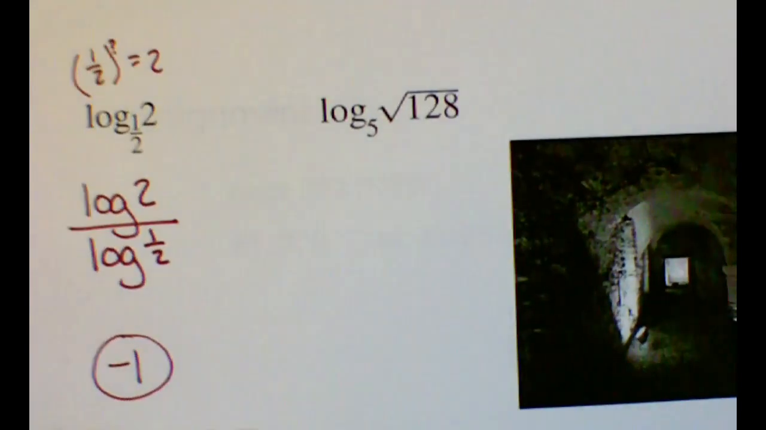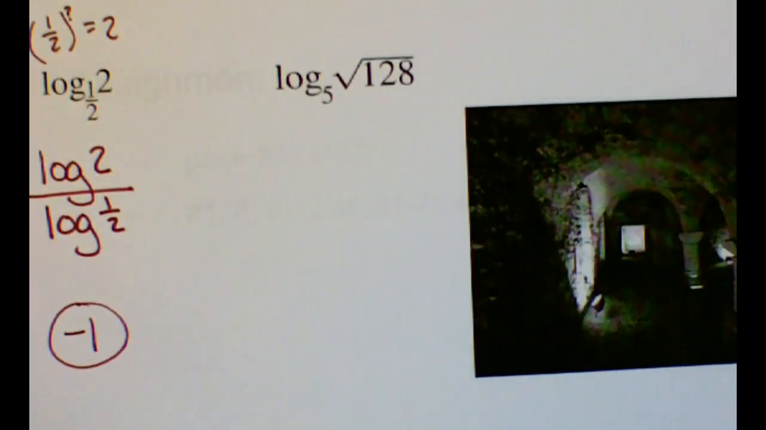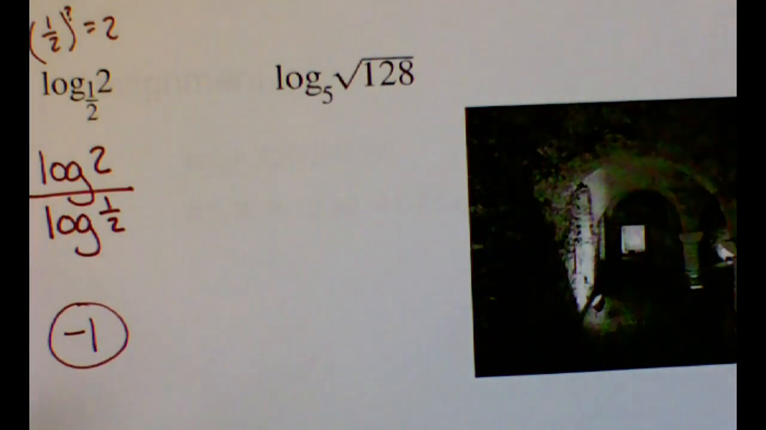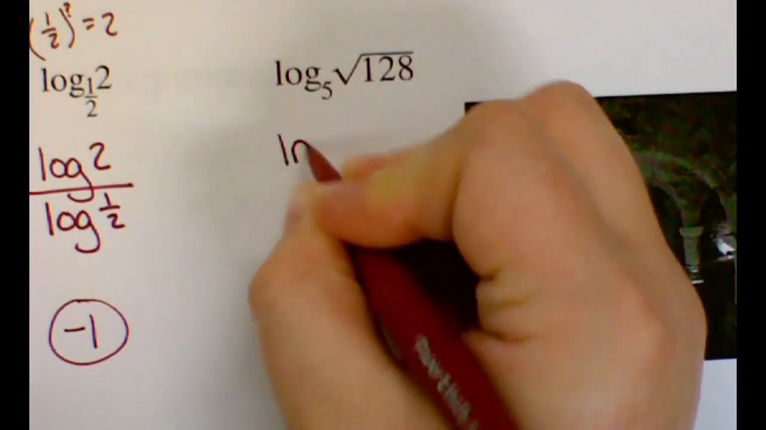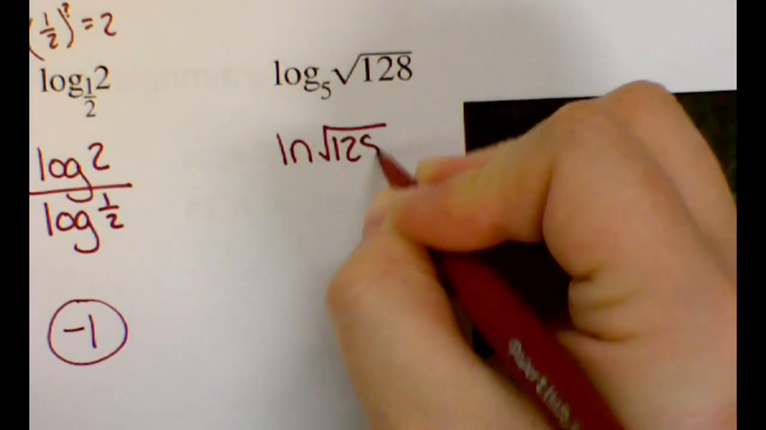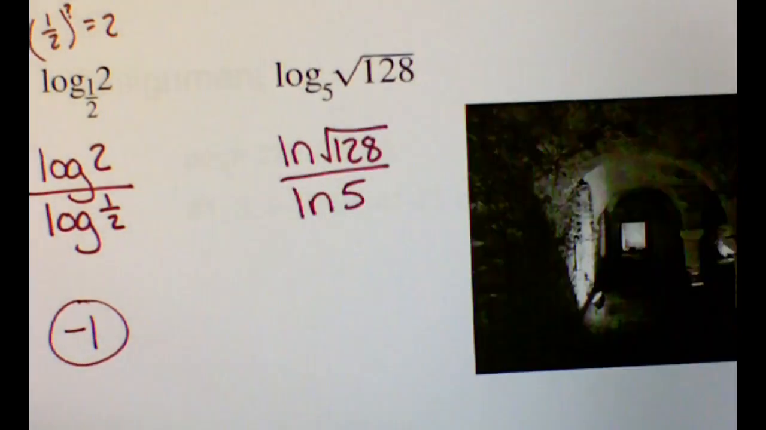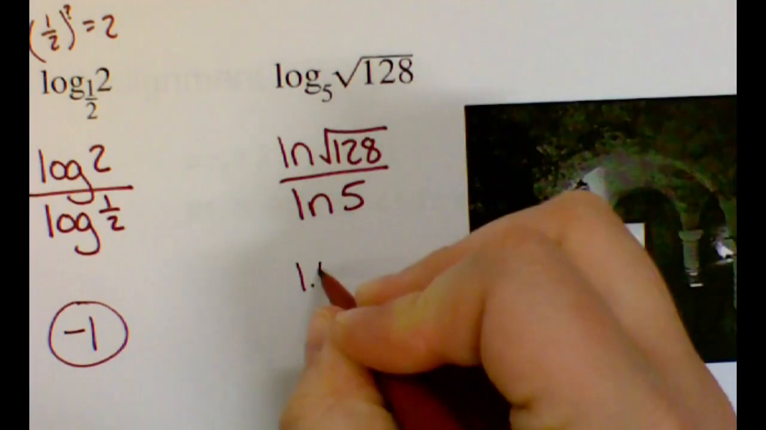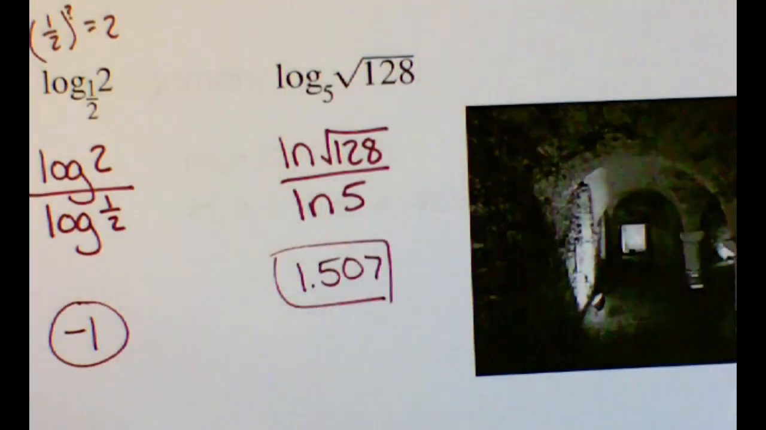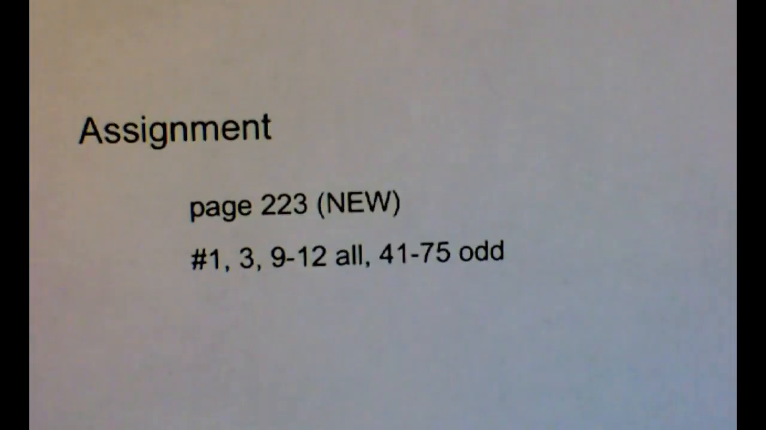Okay. Log base 5 of the square root of 128. You have two options here. We could move that square root out front first, but we don't really need to. Let's use natural log this time. Natural log of the square root of 128 over the natural log of 5. Let's see what our answer is. Natural log of the square root of 128 divided by natural log of 5, 1.507. There we have it. So your assignment is out of the new textbook right here.